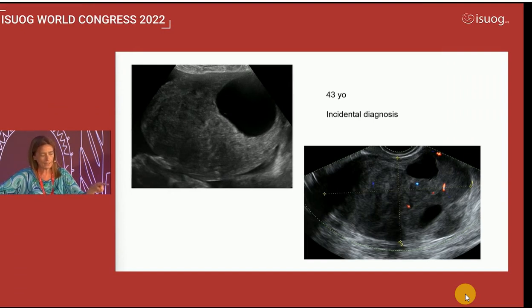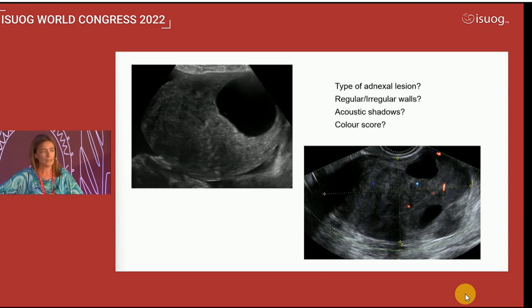Looking at the other image, that's why it's important to have the video clip, scanning the lady. It's quite evident the presence of shadows. The color is little. So those features are really reassuring to me. In my report, for the description, I would say again solid, more or less solid, with regular borders. If you disagree, please raise your hands. Then acoustic shadows, yes. Color score 2. And tumor markers, as we said before.